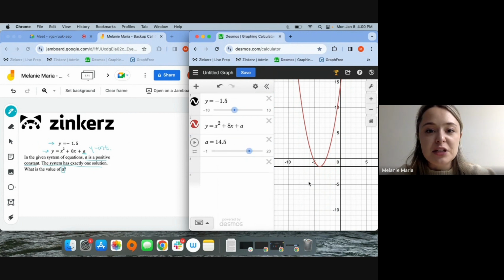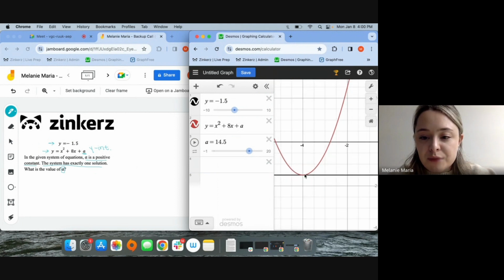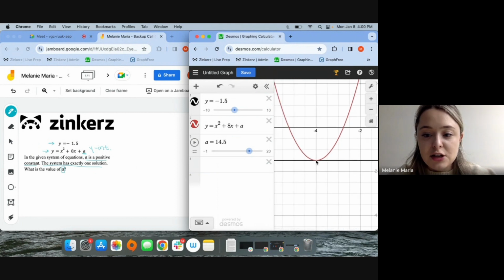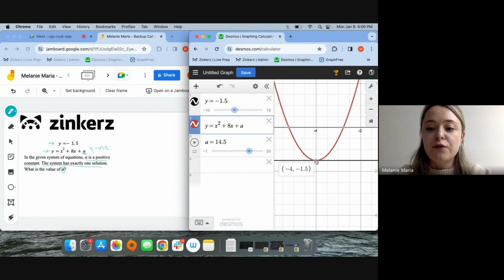So sometimes Desmos can be a little bit fidgety. I'm again checking to see this is touching at exactly one point, and that's going to happen at A is 14.5. I can see if I hover over that spot, it's just one intersection, this point here, -4, -1.5. Again, we're checking the value of A, not the solution, right? Not this XY ordered pair.